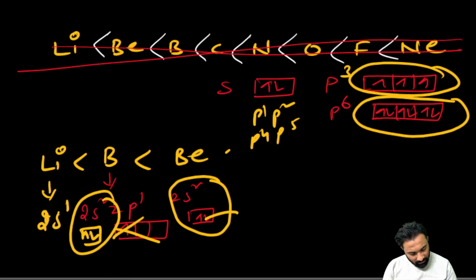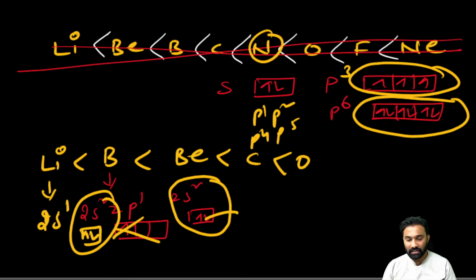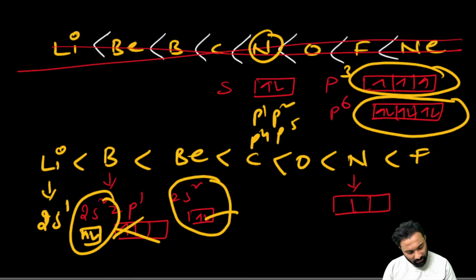Then after beryllium, we have carbon. Next we expected nitrogen should come, but actually oxygen has come. Then after that, nitrogen and fluorine. But why has nitrogen come later? Nitrogen has the half-filled stable electronic configuration of p. But when it comes to oxygen, it has 2p4, right?